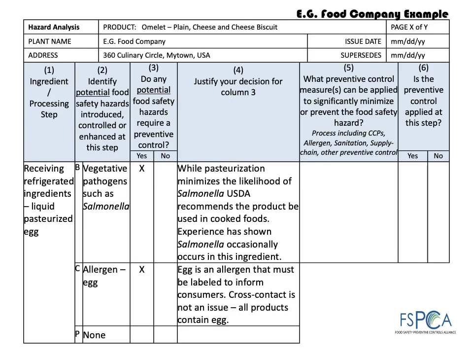In the example, vegetative pathogens such as Salmonella are identified as a potential hazard in egg ingredients because of the history of outbreaks associated with egg products. Egg is also identified as a potential allergen hazard because egg can cause an allergic reaction in some consumers. Column 3 is marked yes, indicating that a preventive control is required, and Column 4 provides a justification of the decision. No additional information is needed for physical hazards because no potential hazards were identified.